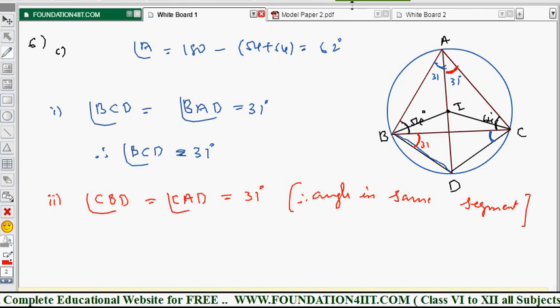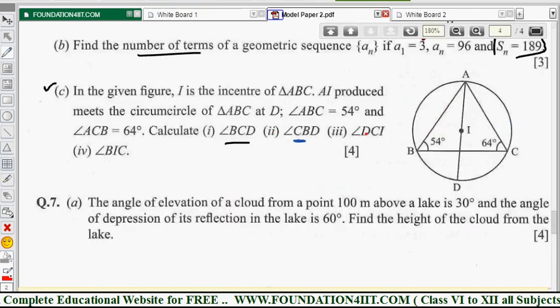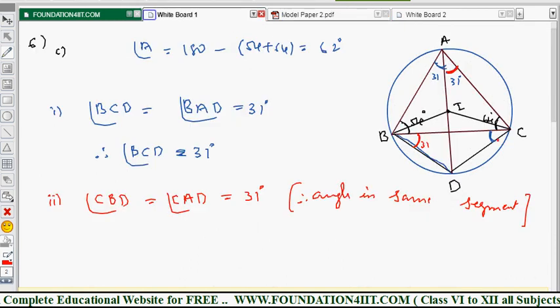Now let us see the next one, angle DCI. If you observe DCI, this total angle you need to find out. Already we got this DCB. Now this total 64 we should divide into two parts. If you observe, this 64 is divided here and here into two equal parts. That means angle ACI and ICB are each 64 divided by 2. So let me take this step.